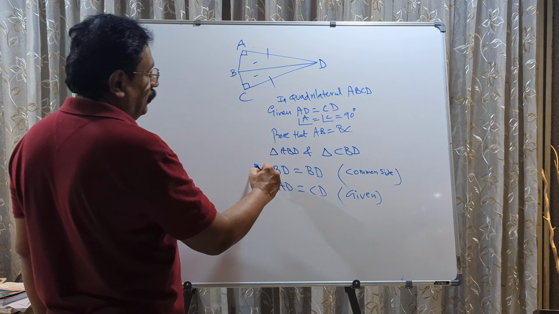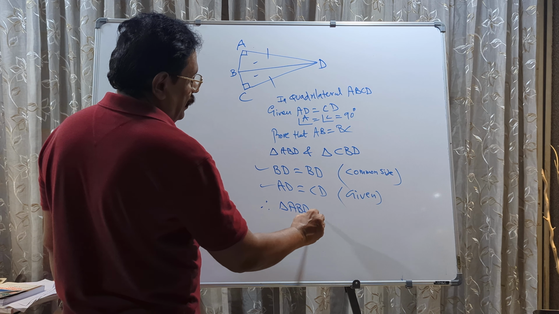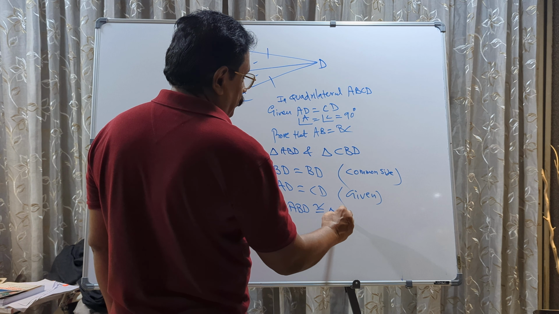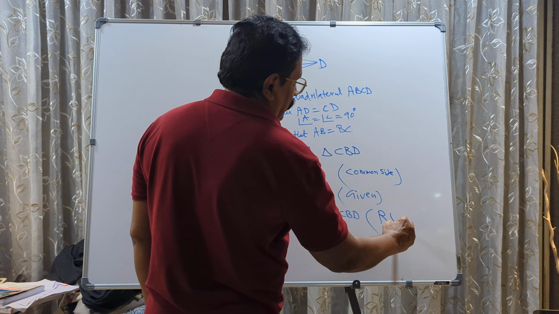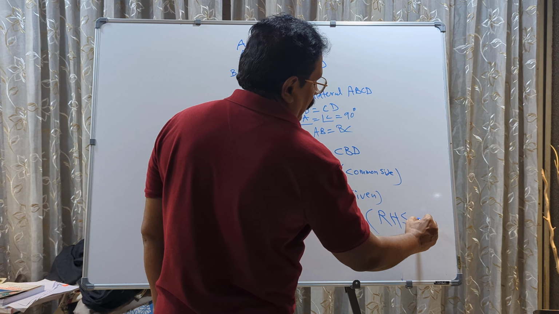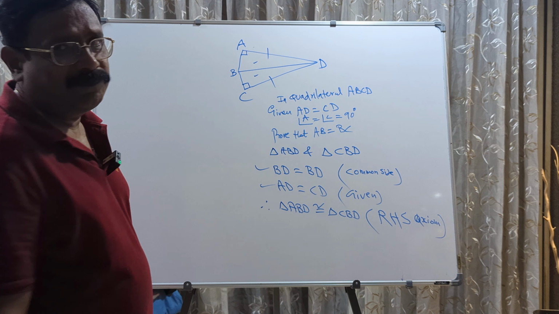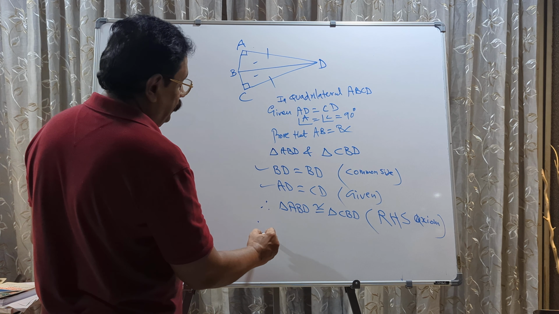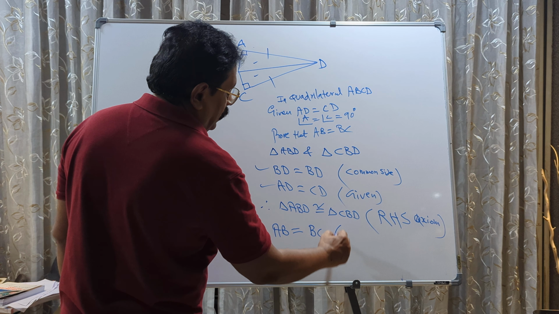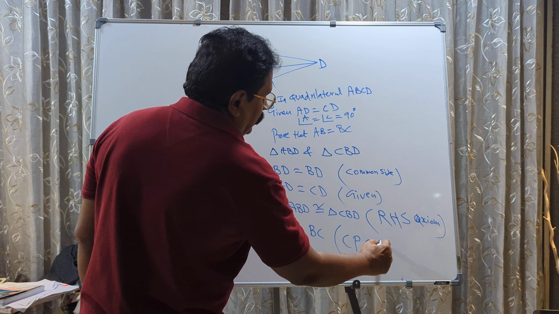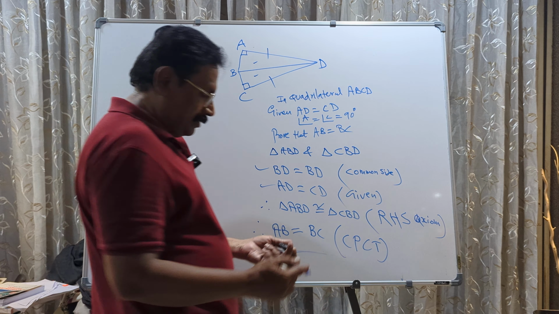I got one hypotenuse and one side. Therefore, triangle ABD is congruent to triangle CBD. Reason is RHS, right angle, hypotenuse, side, axiom or test, whatever you write. Therefore side AB is equal to side BC, corresponding part of congruent triangles. Hence proved. Simple. May get 1 mark or 2 marks, not more than that.